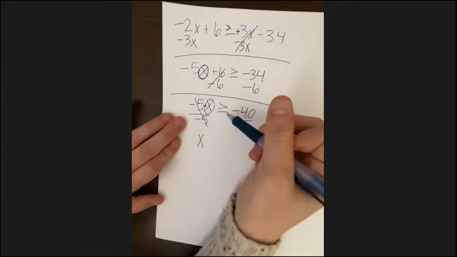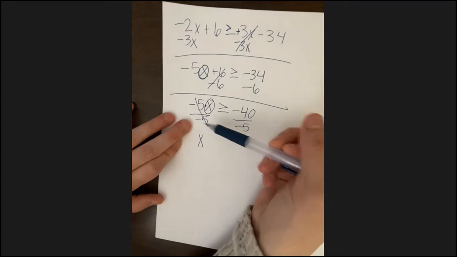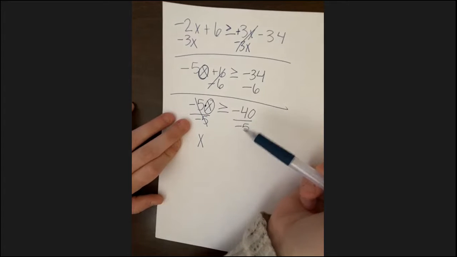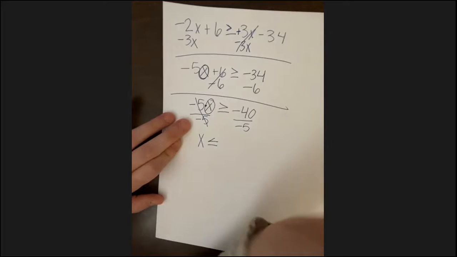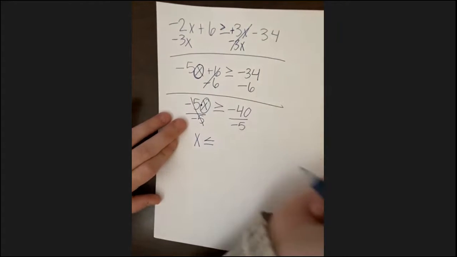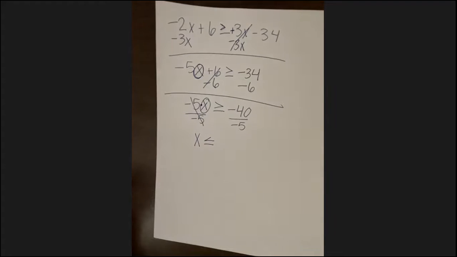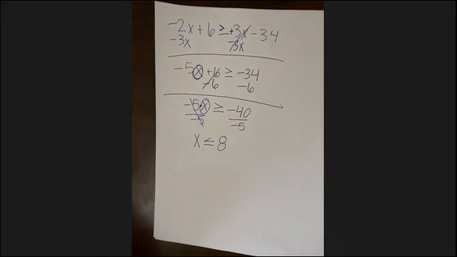What about this sign, though? Did we divide by a negative number? We did, right? So that sign changes. It flips. If you divide by a negative number, the sign flips. And so negative 40 divided by negative 5 is a positive 8. Did that make sense?